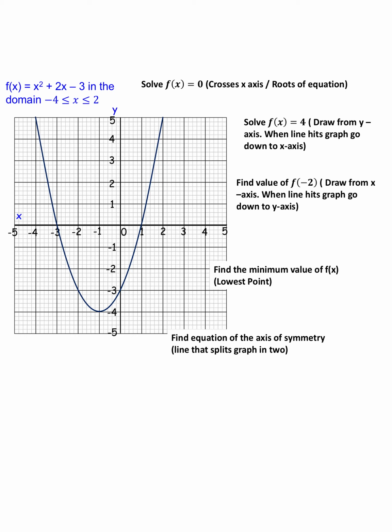Now the next bit, solve f of x equal to 4. So if you ever have your f of x equal to a value, you go to that value and you draw a straight line from your y-axis. When you hit the graph, then go straight down. So 4 is here, so let's draw a straight line. Make sure you go to both sides. Now when you're doing this, you need to make sure you're using a ruler. When I'm hitting the graph, then I'm going to go straight down.